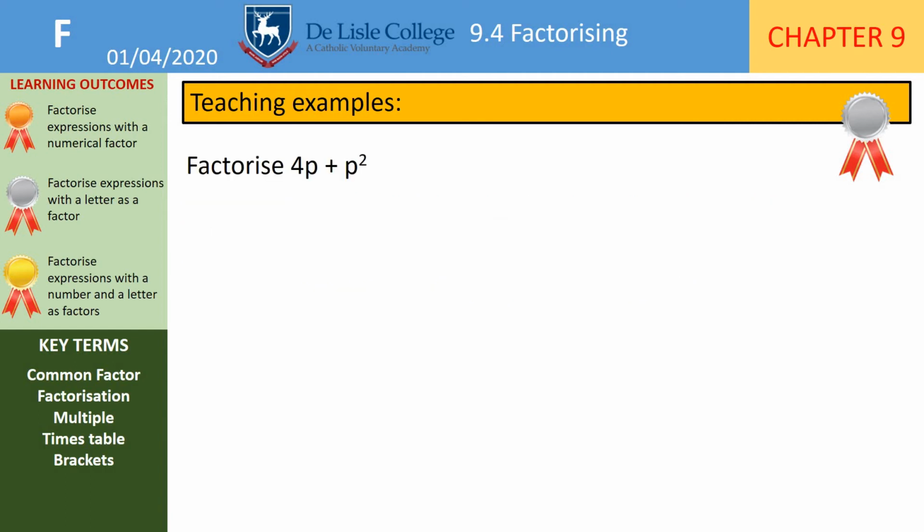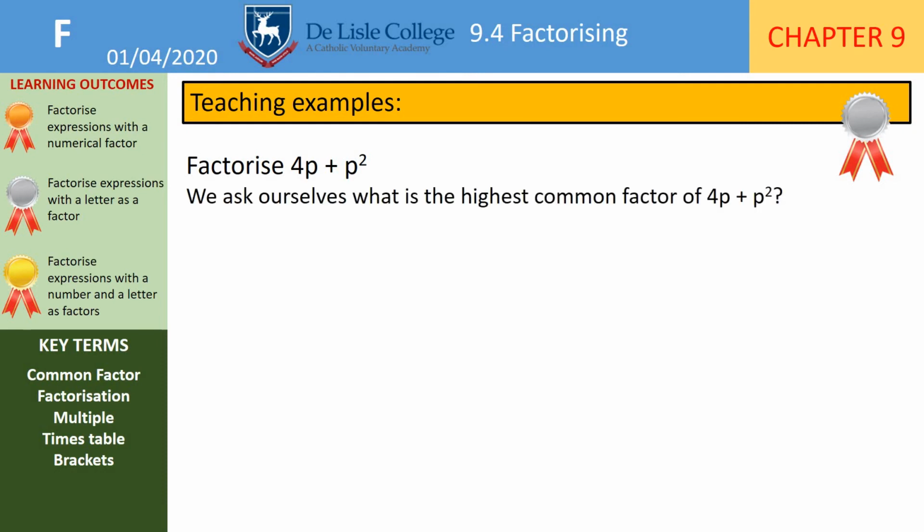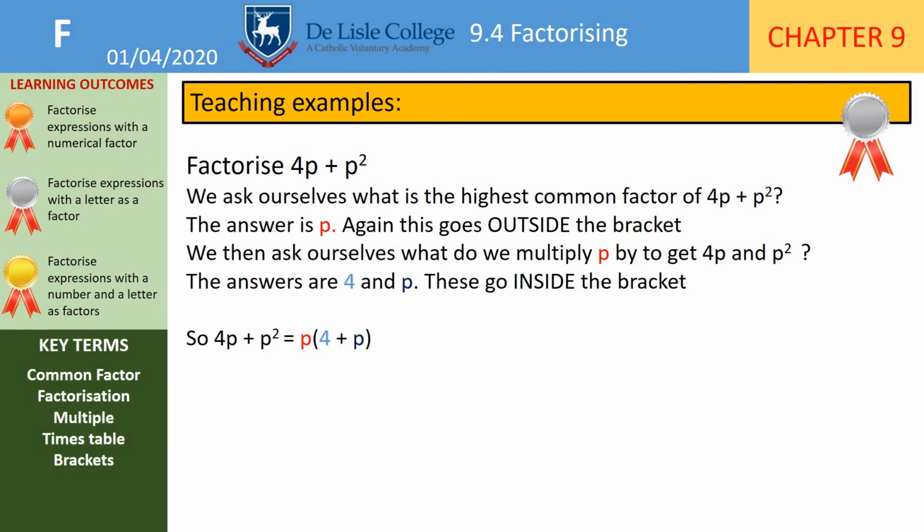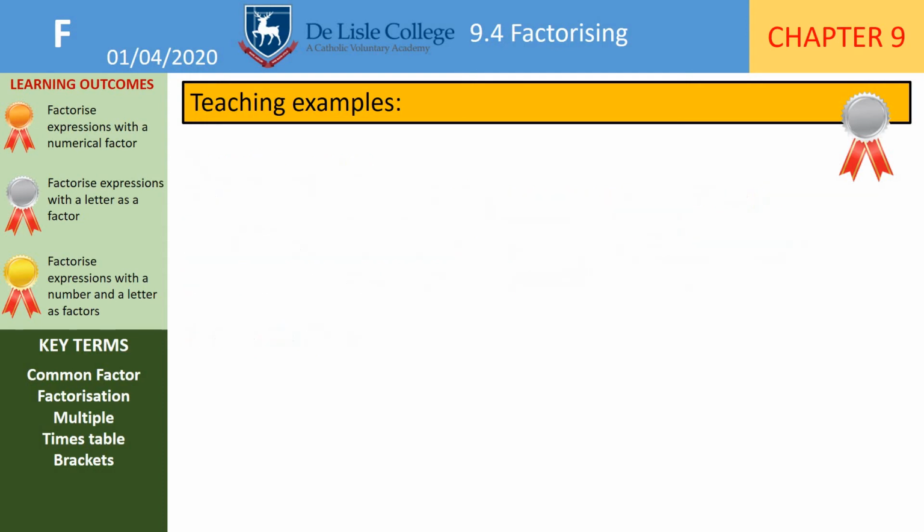Further example, what goes into 4p and p squared? The answer is just p. So that goes outside the brackets, and we ask ourselves what we multiply the p by to get 4p and p squared. That's going to be 4 and p in that order. They go inside the bracket. So 4p plus p squared is p brackets 4 plus p.